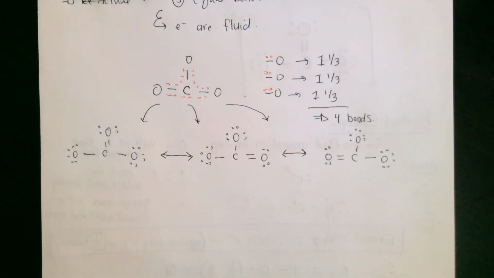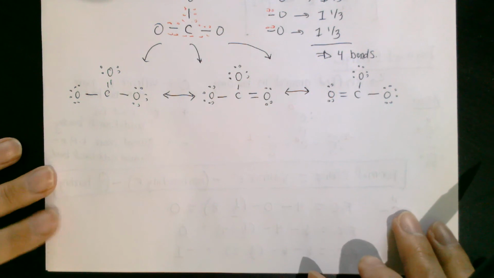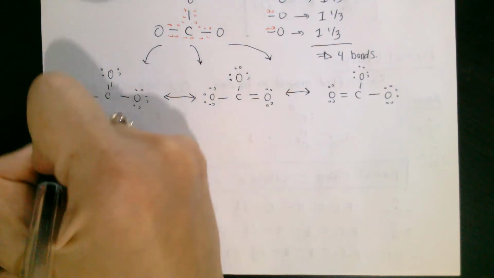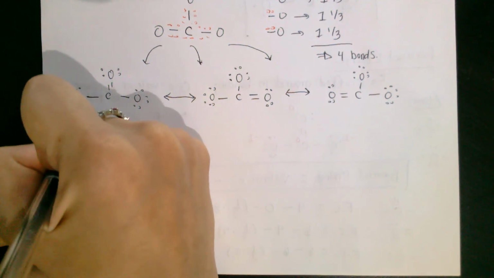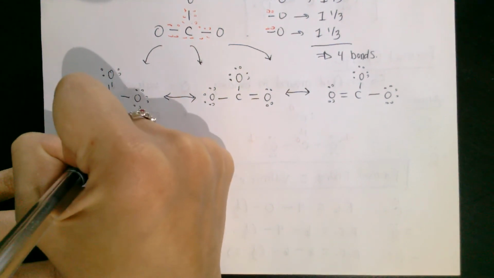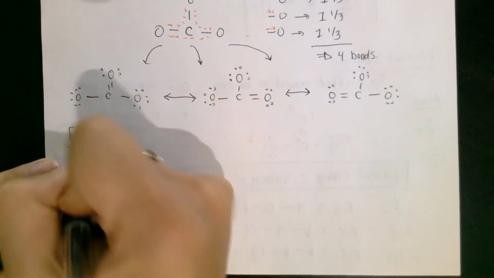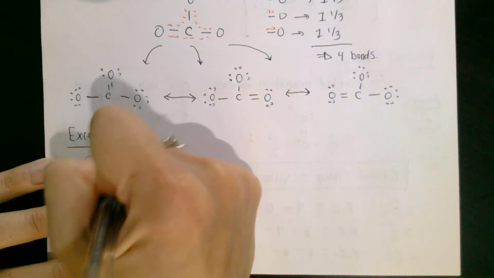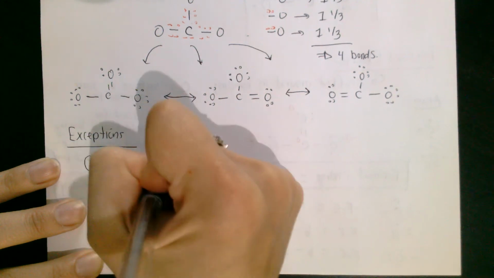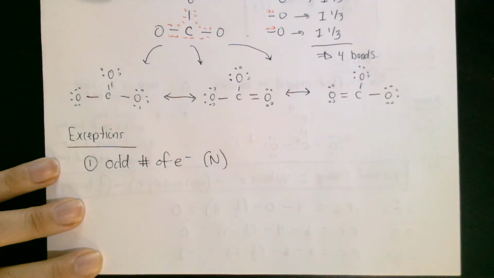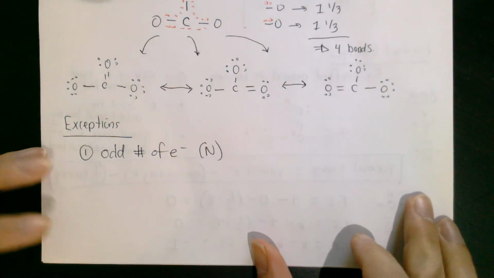I'm not sure if I covered it in the previous video, but let's take a look at common exceptions. We've talked about the octet when we made our Lewis structures. So some exceptions you might run into. The first one, odd number of electrons. This is common with nitrogen. He's primarily the culprit there.